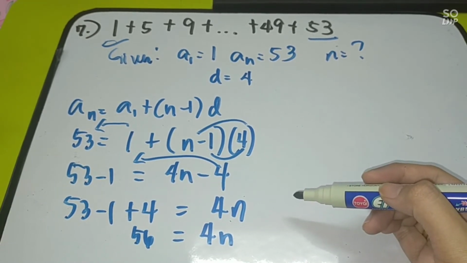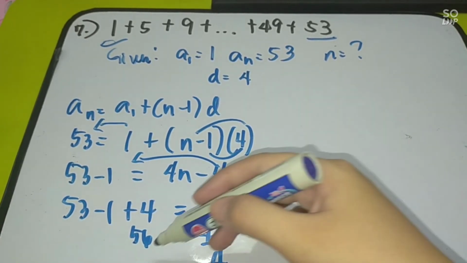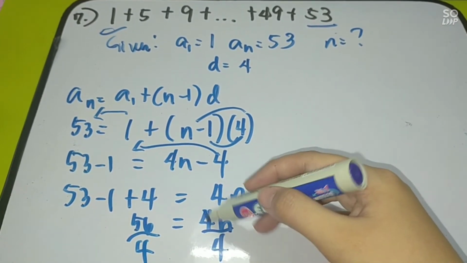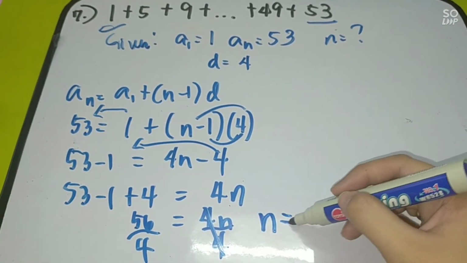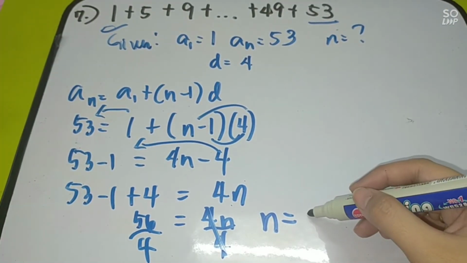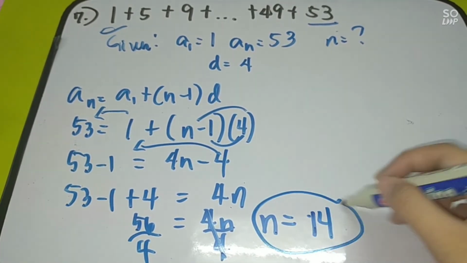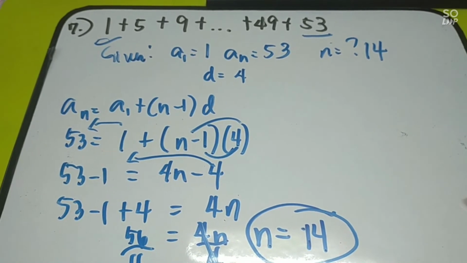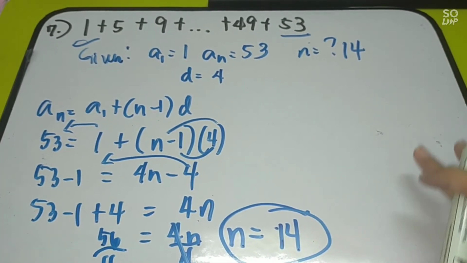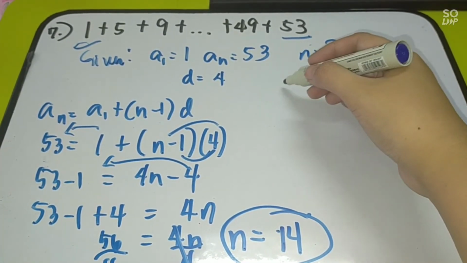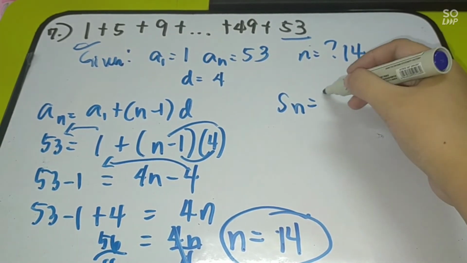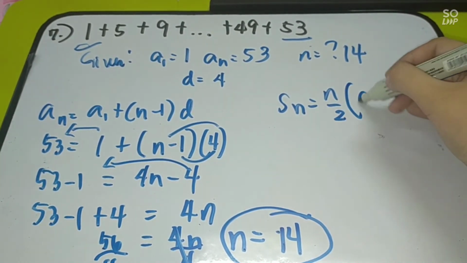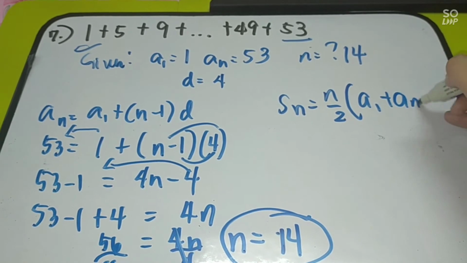Then, you will just divide it by 4. Cancel out 4. So, your n becomes 56 divided by 4. The answer here is 14. So, that is your n. Meron ka ng n. So, since meron ka ng n, proceed ka na dun sa formula letter A natin. So, that is S sub n is equals to n over 2 times a sub 1 plus a sub n.